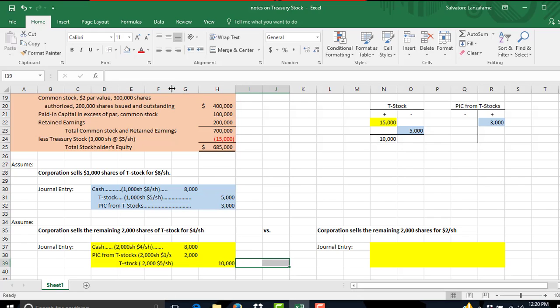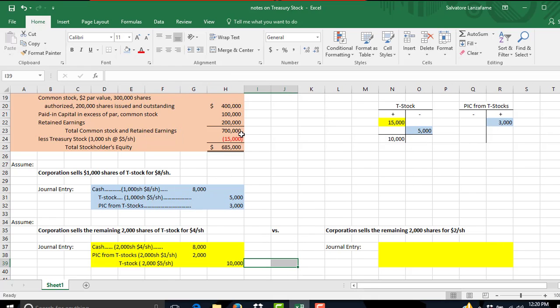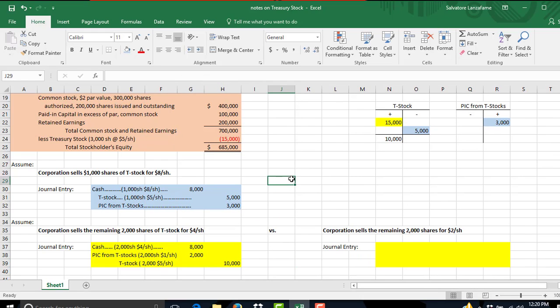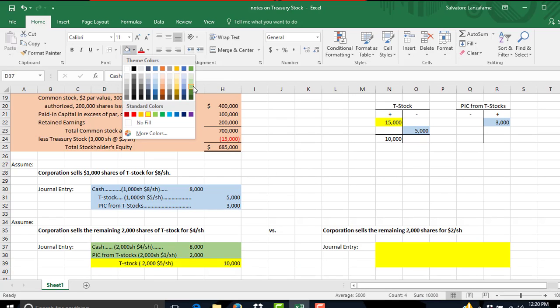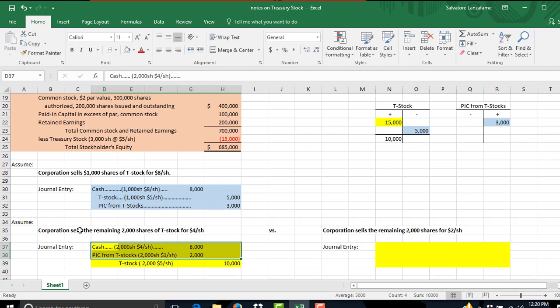Okay, so let's just look at it from a different perspective. Before I do that, let's change this color to green or something. It might be helpful if I highlight the whole thing.